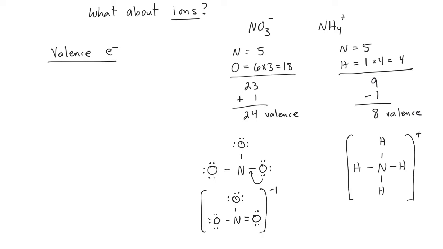For the ammonium molecule, we can draw the nitrogen in the middle with the hydrogens around it. And once we've done that, we've already used up all of the 8 electrons, and so that one is finished as well.